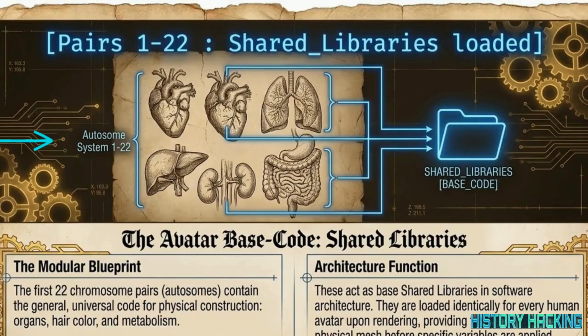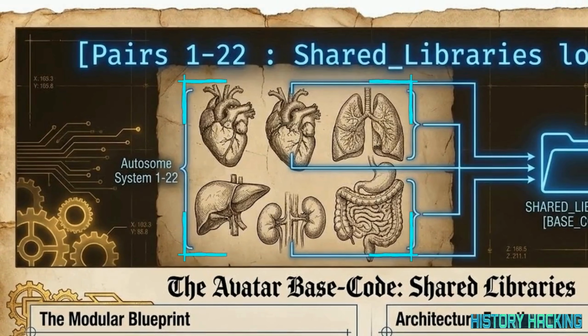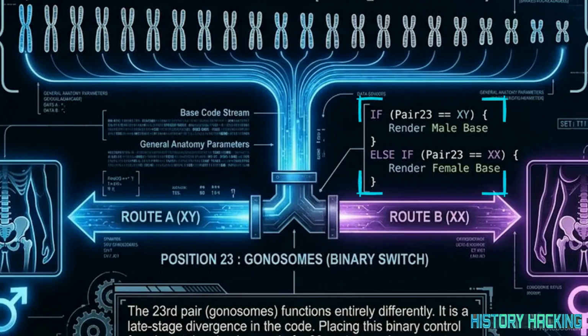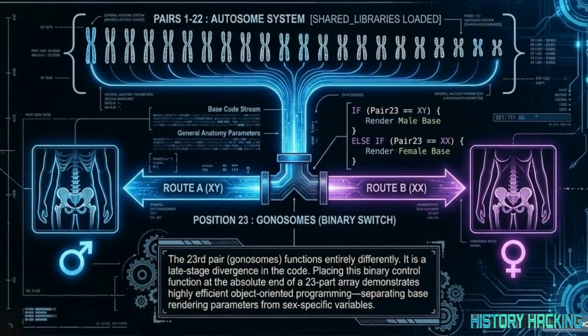Pairs 1 through 22 function as shared libraries in software architecture. They load identical physical meshes, organs, hair color, and metabolic rates for every human instance before any individual variables are applied. The 23rd pair acts as a late-stage Boolean switch. This if-else logic gate sits at the very end of the command chain to determine the biological gender of the render.